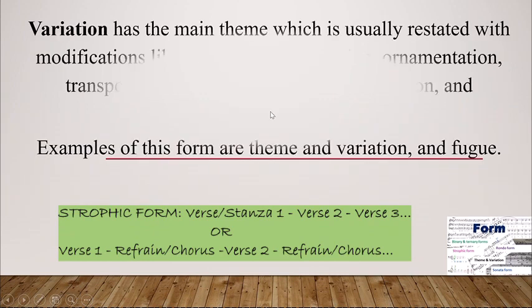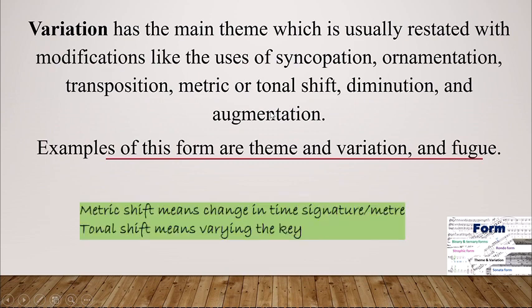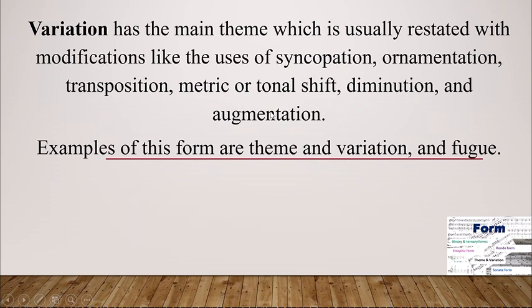Variation. In variation, you have the main theme, which is usually restated with modifications, with the use of syncopation, transposition, metric or tonal shift, and so on and so forth. Examples of this form are theme and variation. And you also have the fugue. Now I want you to listen to that music.